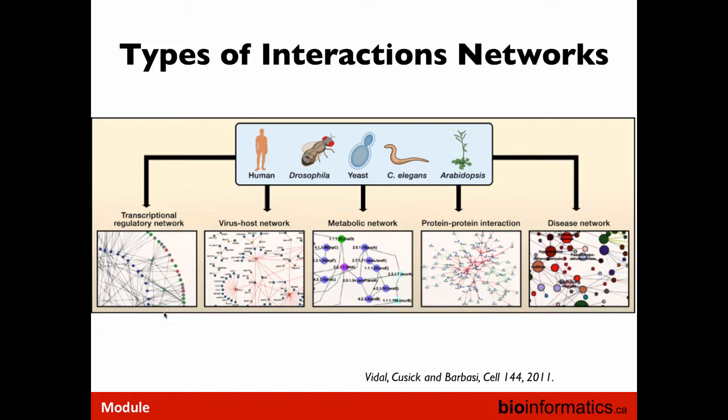By far the biggest group and most widely applicable to data analysis is the protein-protein interaction network. Sometimes it's referred to as a gene-gene interaction network, but essentially it's the same thing. It's essentially one and the same. And we're going to talk a lot more about this today.